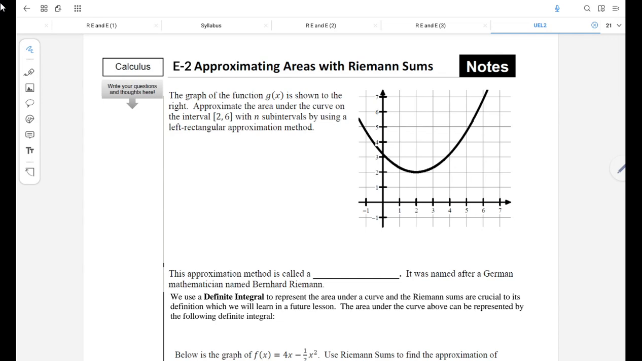We have a function on the right. We want to approximate the area under the curve between 2 and 6, and they're just using generically n subintervals by using a left rectangular approximation method. So a couple extra words in here. We can approximate this area under the curve from 2 to 6 by making as many rectangles as we want.